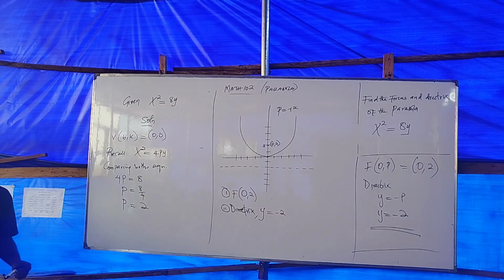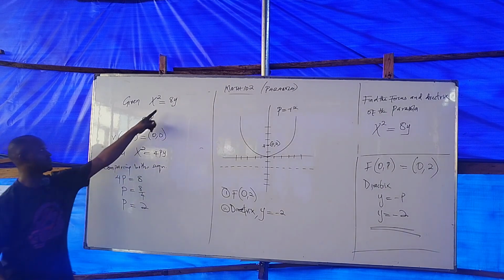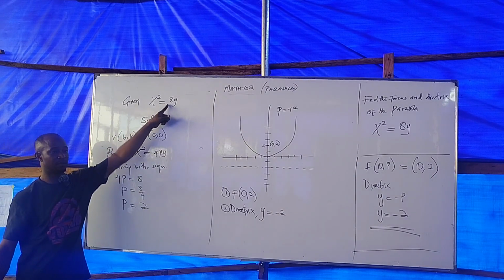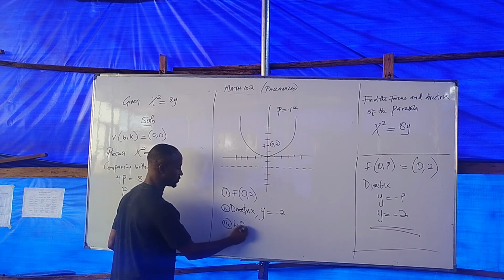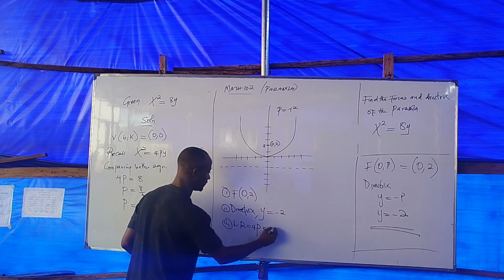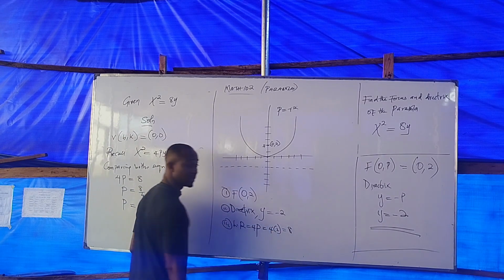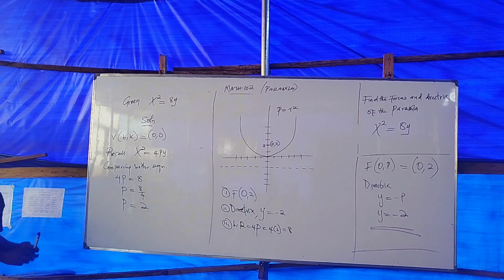What if you find your latus rectum? What's the answer? It's 8. From here, what's the 4p? 8. The latus rectum is 4p, which is 4 times 2, equals 8. Are you there? That is 8.